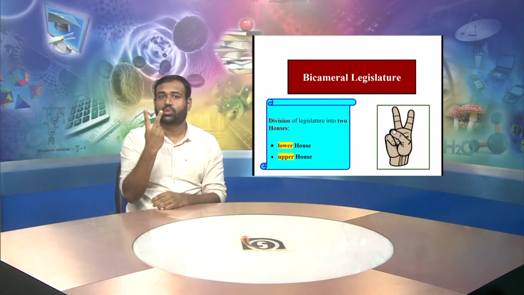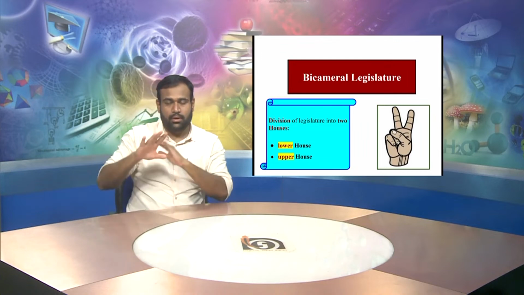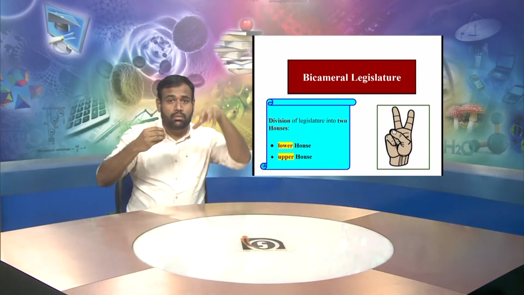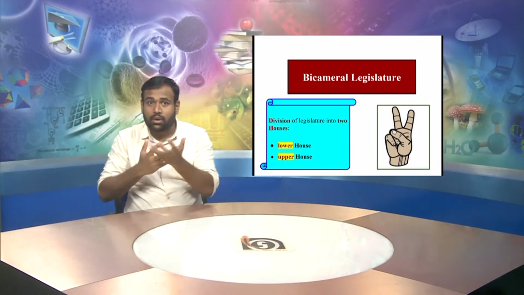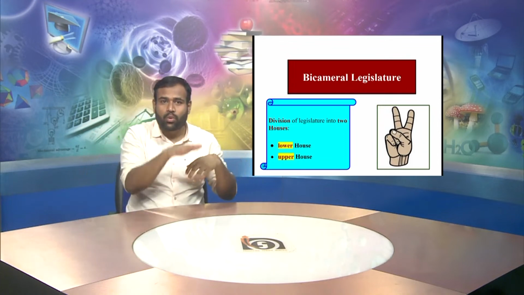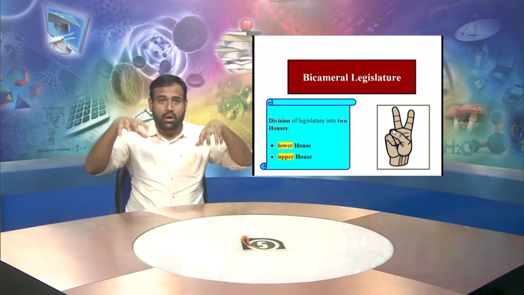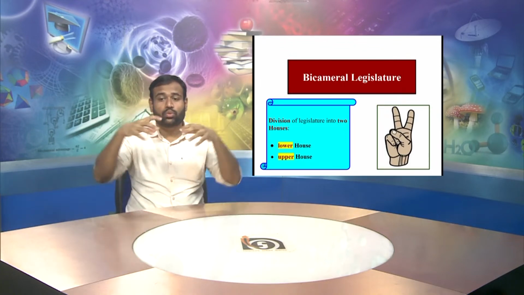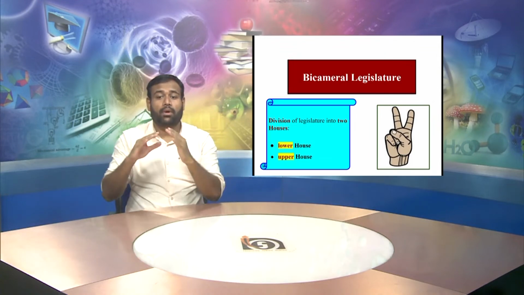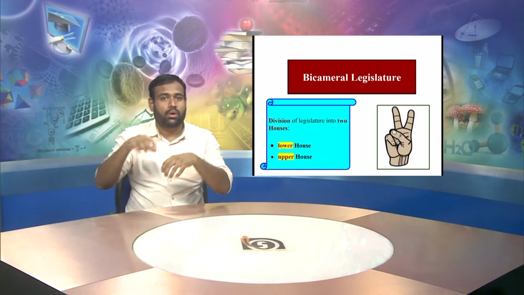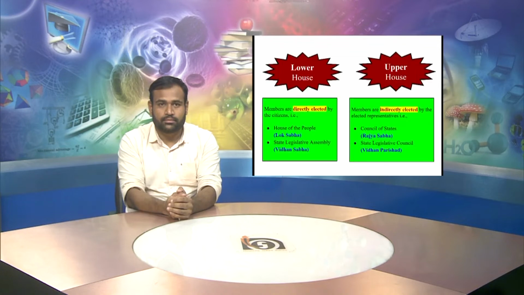Now this word is indicating bicameral legislature. It means when there is a division of legislature into two houses, when the two houses are responsible for making any law or making any modifications, for agreement, for disagreement, when both the houses are consulted and the laws are made, we call it bicameral legislature. The names of the two houses are the lower and the upper house.